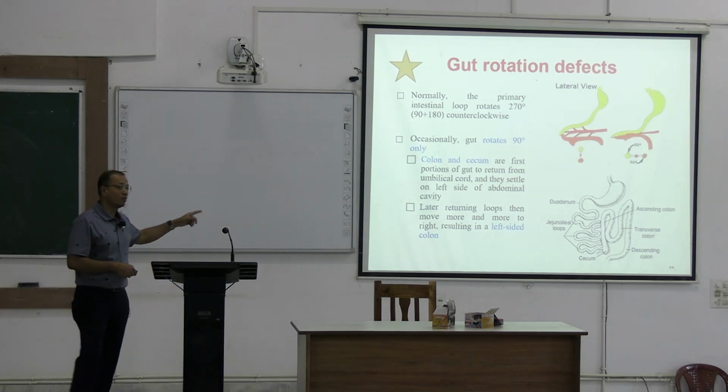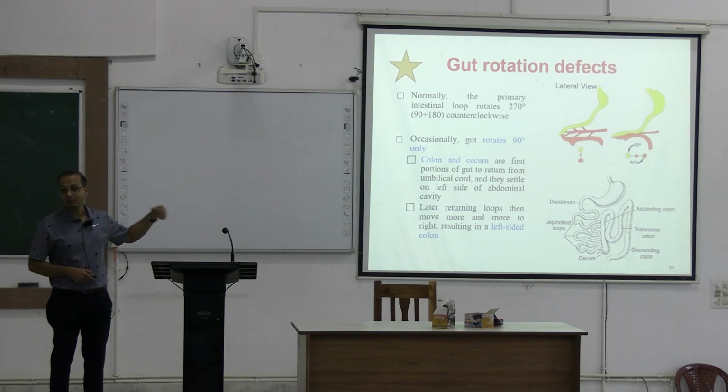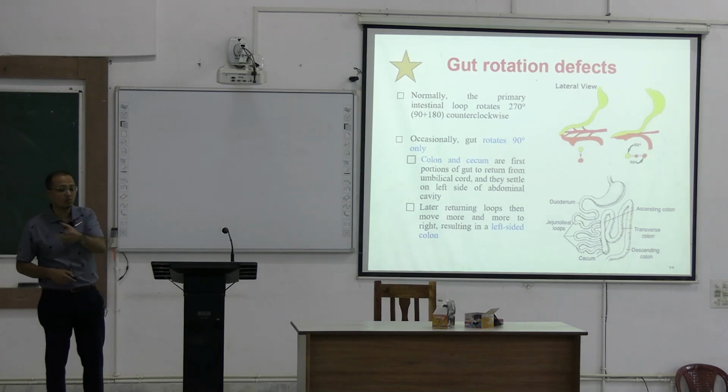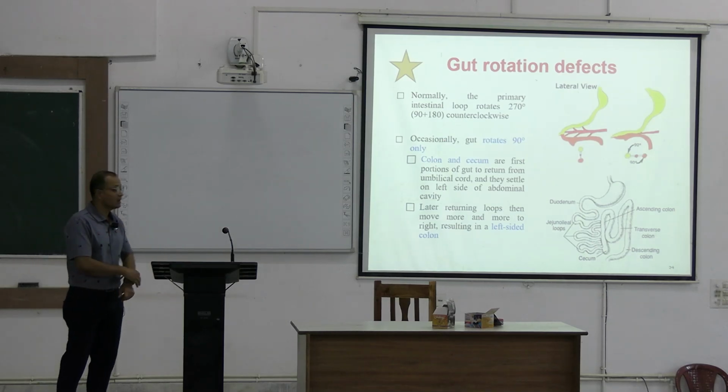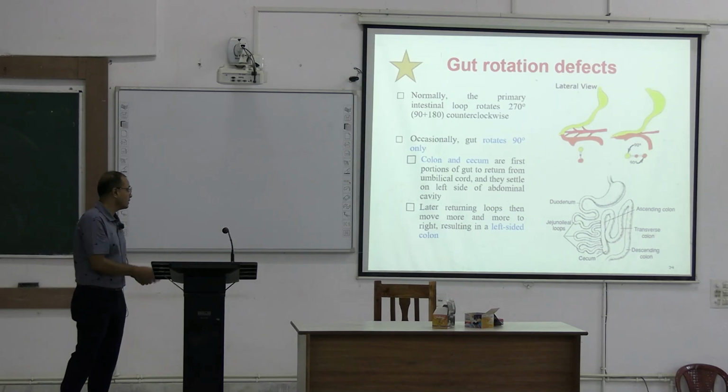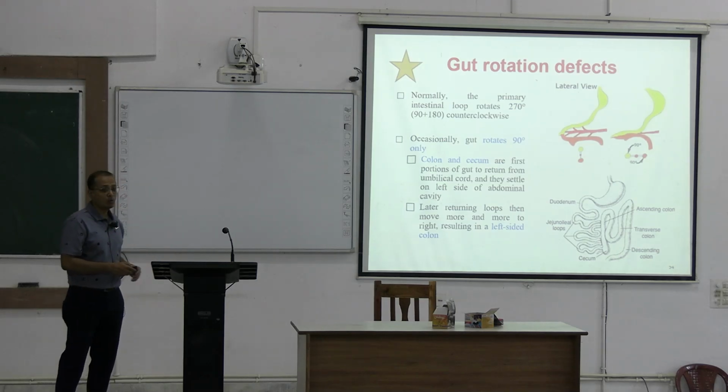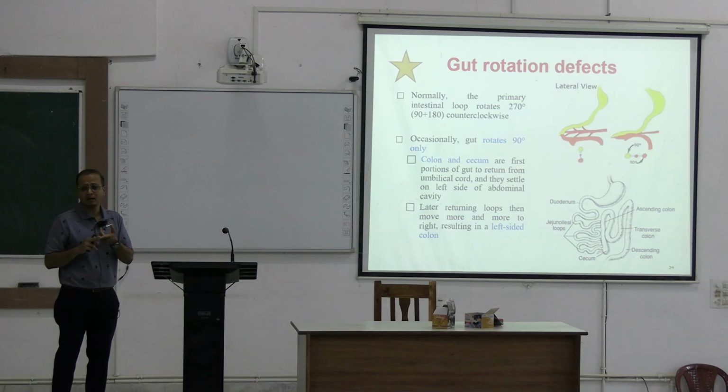So left-sided colon is found in a rotation problem of 90 degree, 180 degree, or whatever the choices are going to be given, and you have to pick up the right choice. Why does this left-sided colon happen? As a developmental error. This is what we have to know about the gut error related to the midgut loop.